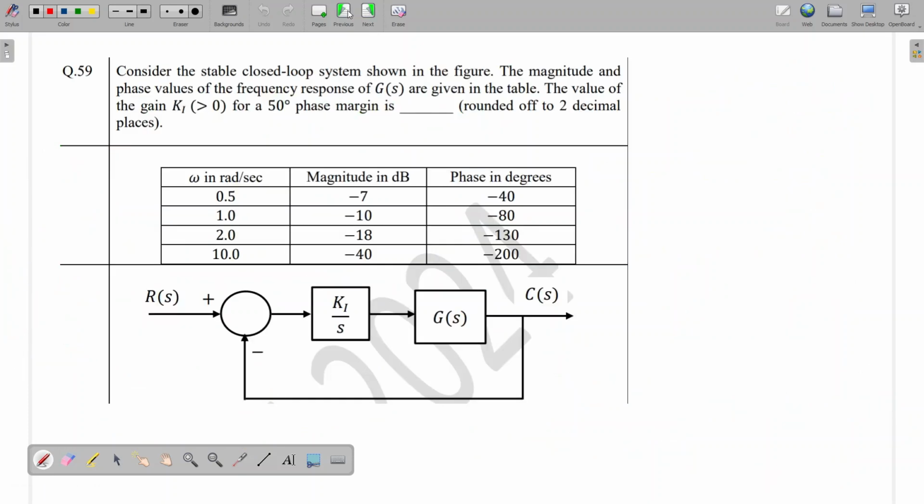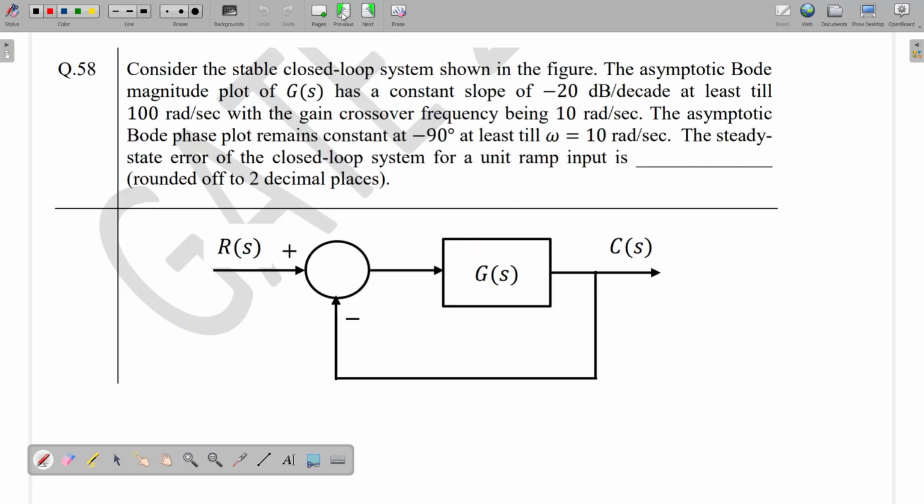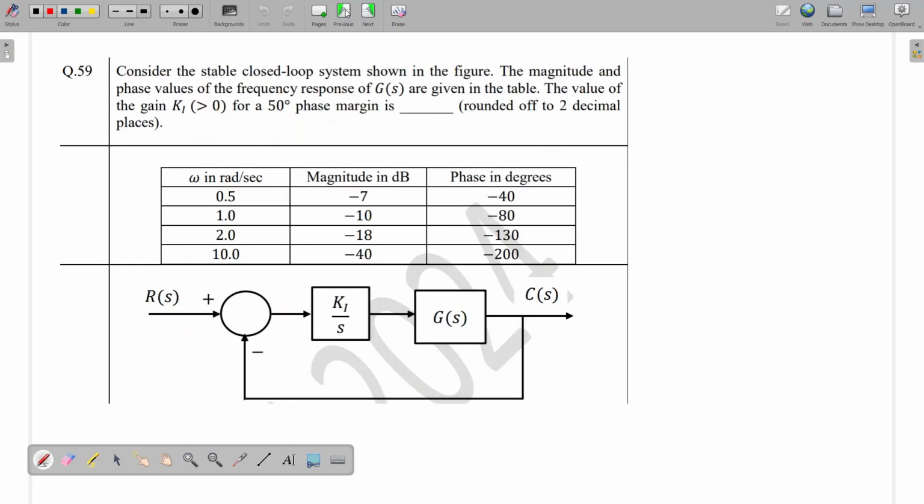Some GATE 2024 questions I have also given. See, these are easy questions. This is a 2 marks question, and this is also a 2 marks question. So I'll explain one by one.